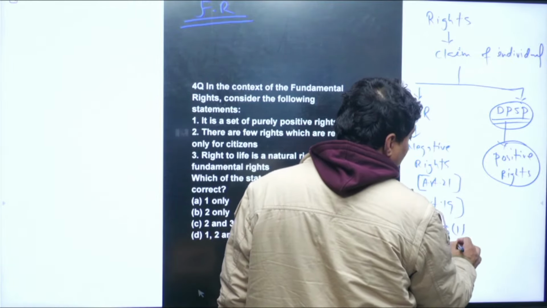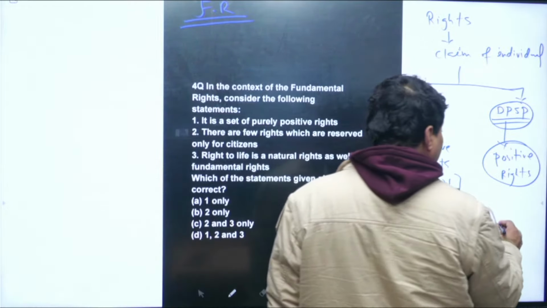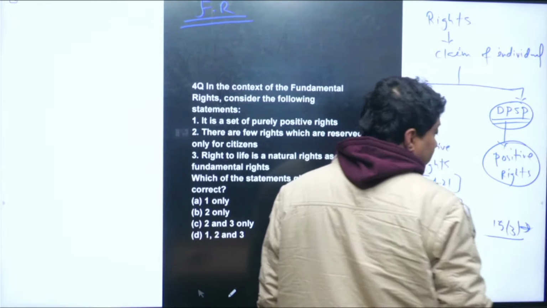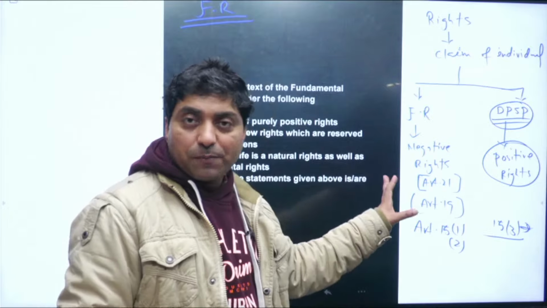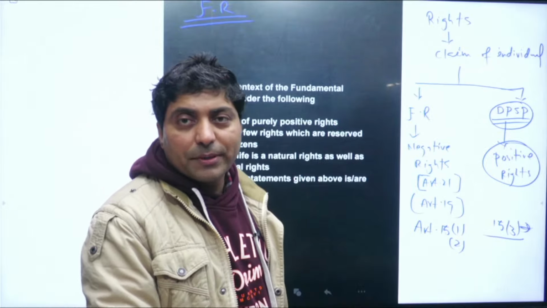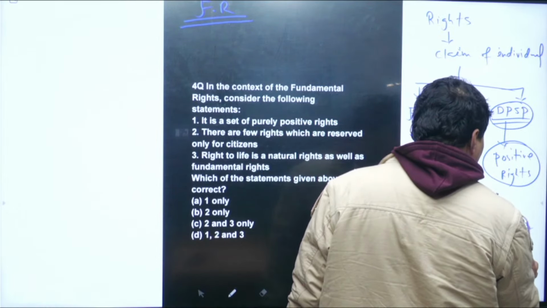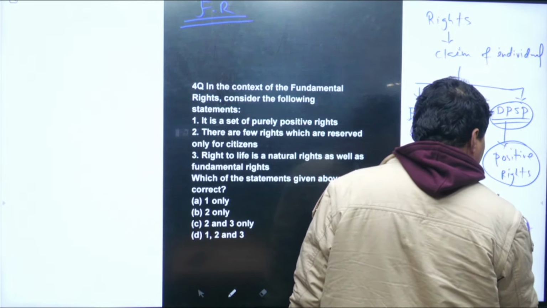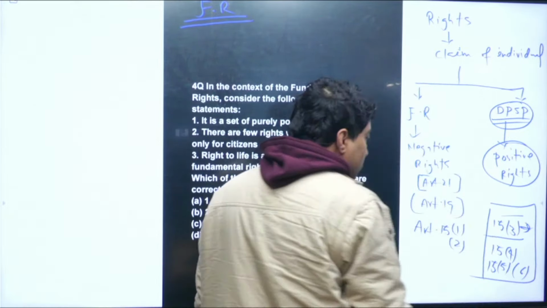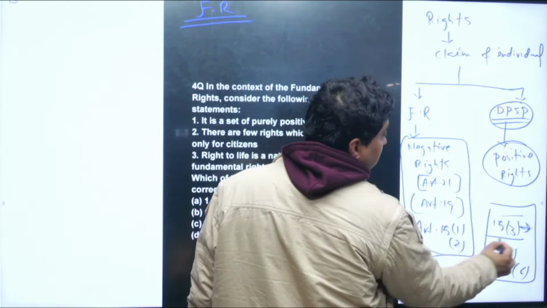Clause 1 and clause 2 is a negative right. Now, Article 15 clause 3 is a positive right, because the state is intervening. A state makes a special provision for children and women. So Article 15 clause 3 is a positive right, clause 4 is a positive right, and clause 5 and clause 6 are all positive rights. So you can see fundamental rights are a set of negative rights as well as positive rights.